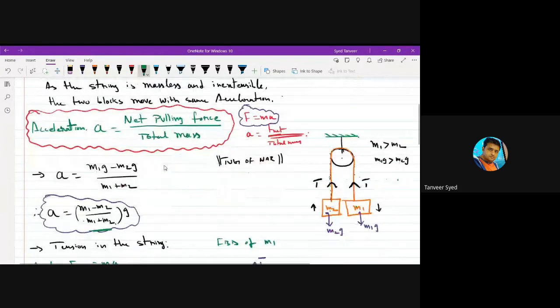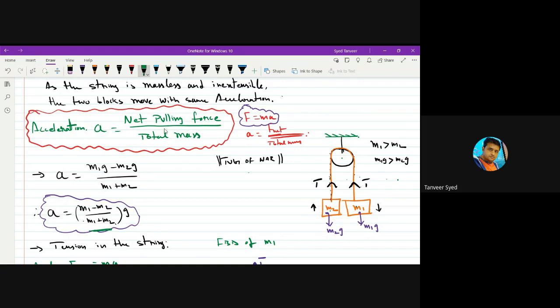If you are given a pulley block system with 2, 3, 4, any number of blocks connected with strings which run over a pulley, then the acceleration of that system can be determined using this formula. Acceleration is net pulling force by total mass. Very important. You should understand clearly how to write this net pulling force.